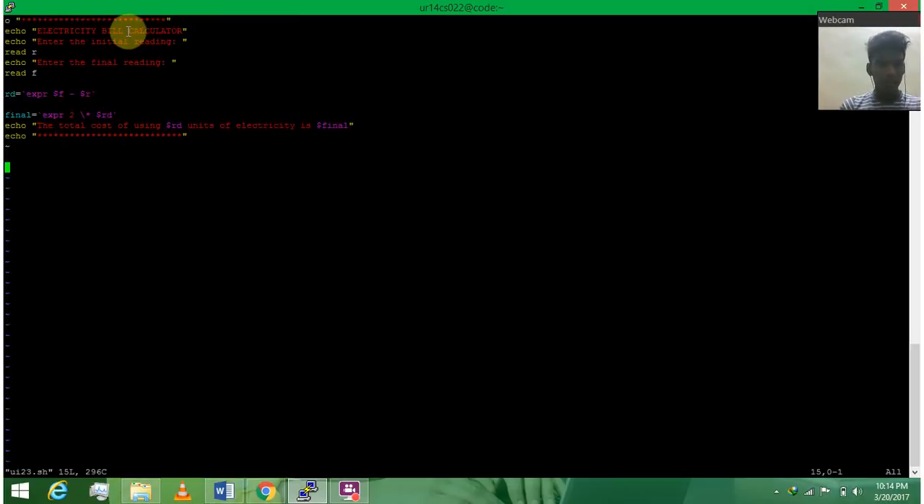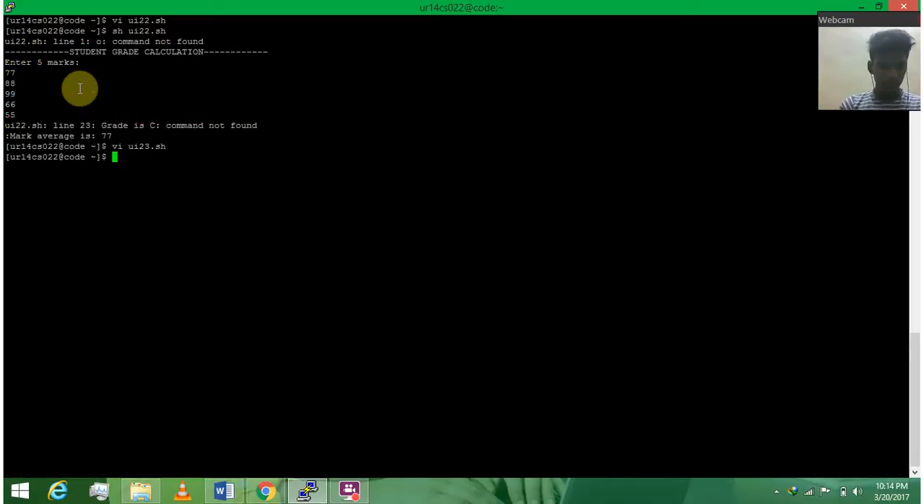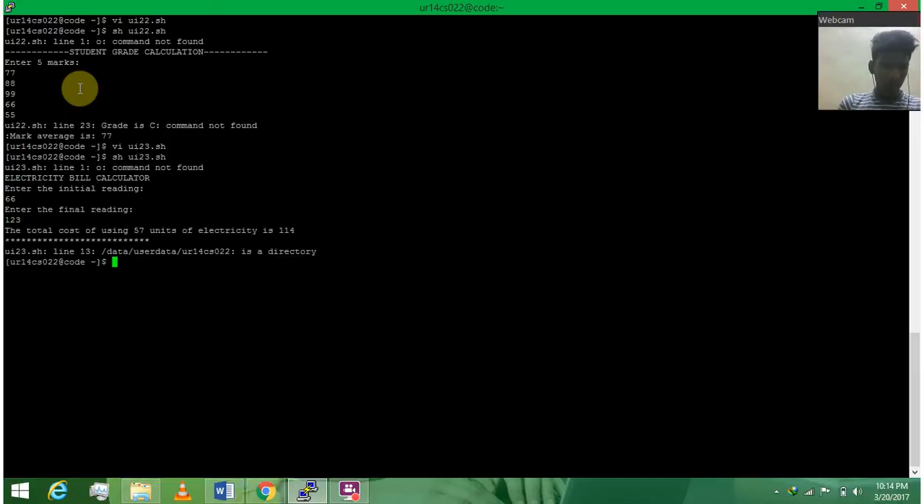And my third program is the electricity bill calculator. With echo, I'm getting the initial reading from the user and the final reading from the user. I'm subtracting and displaying, and dividing by 2 for the electricity bill calculation. I'm displaying the output for you. I have to enter the initial reading, so 66, final reading is 123. So total cost of using 57 units, and my electricity bill is rupees 114.